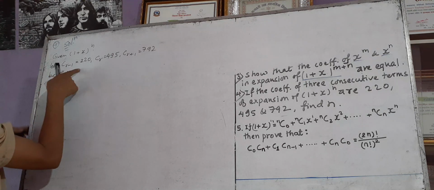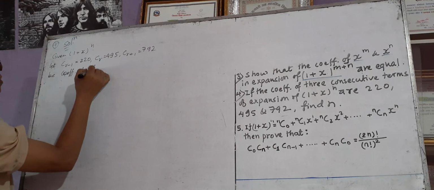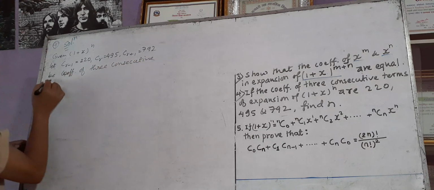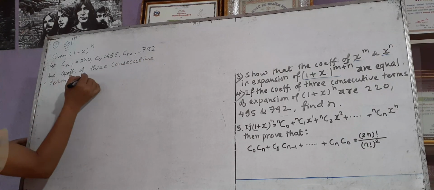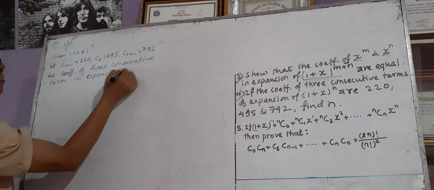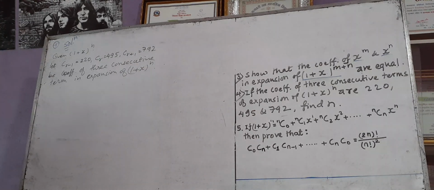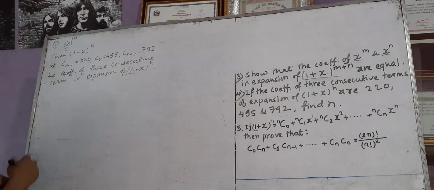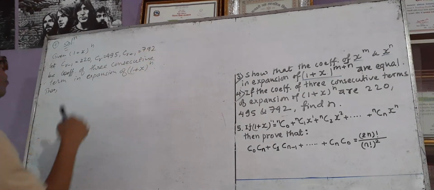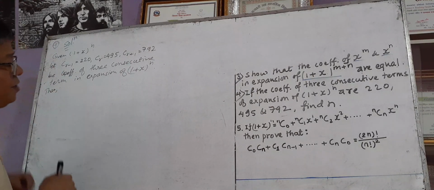These are the coefficients of 3 consecutive terms in the expansion of (1 plus x) to the power n. Okay, then by taking the ratio of the first two and of the last two, we get 2 equations, and by solving the 2 equations we can find the value of n.